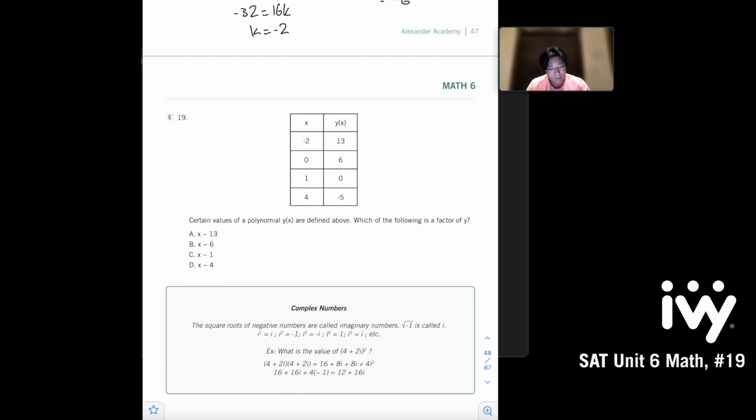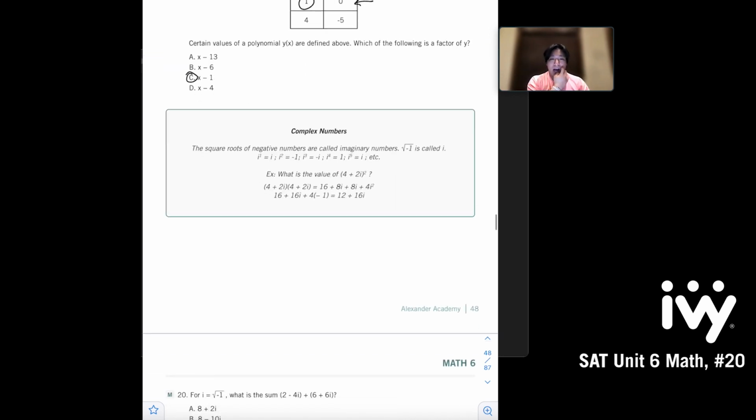So looking at this table here, we see that y actually ends up being 0 right here, which means at that point we have x is equal to 1. So our factor would actually be x minus 1, so that we have a factor of x equal positive 1. So we can select answer choice C, x minus 1.